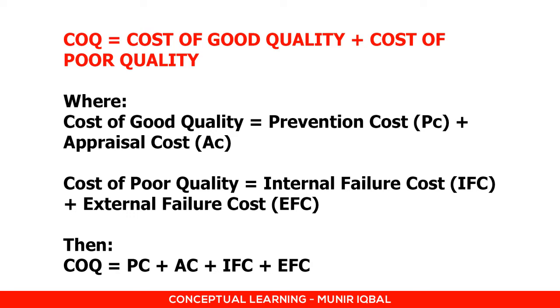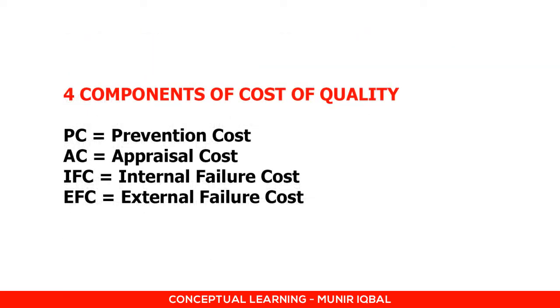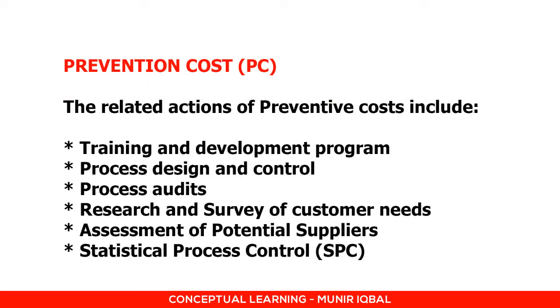As mentioned earlier, these are four components of cost of quality. PC is prevention cost, AC is appraisal cost, IFC is internal failure cost, EFC is external failure cost. Now we briefly explain these components separately. Prevention cost is the first cost component.